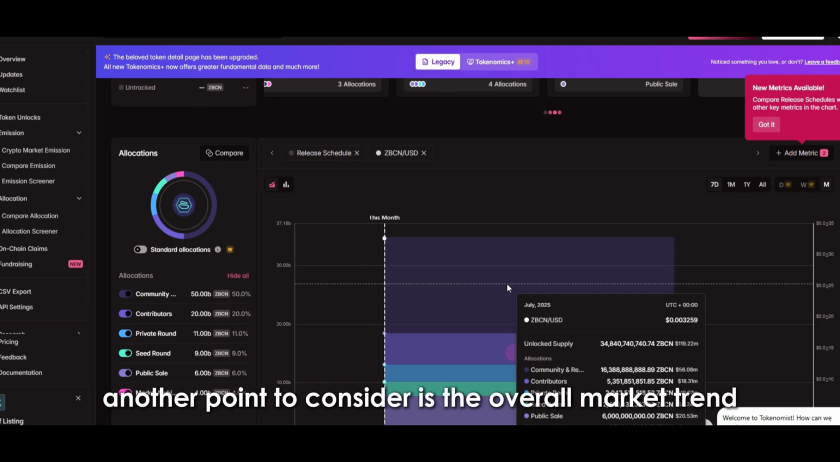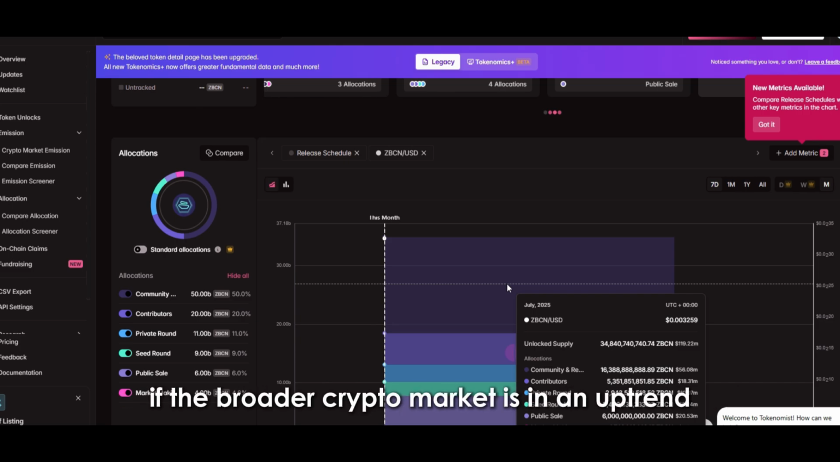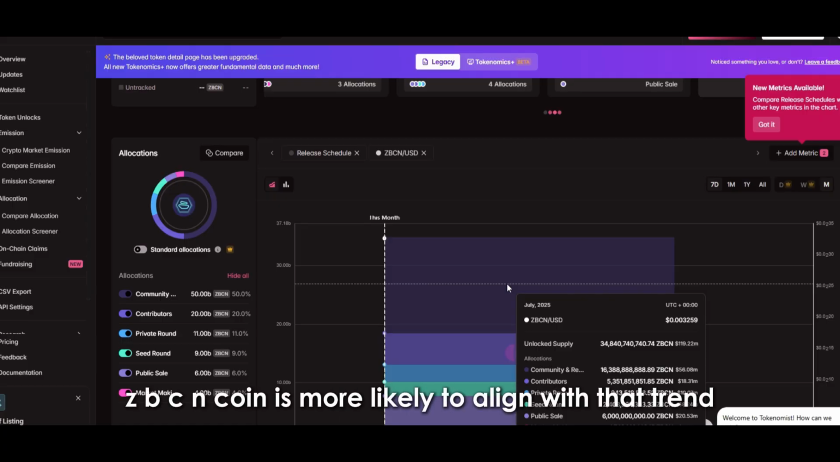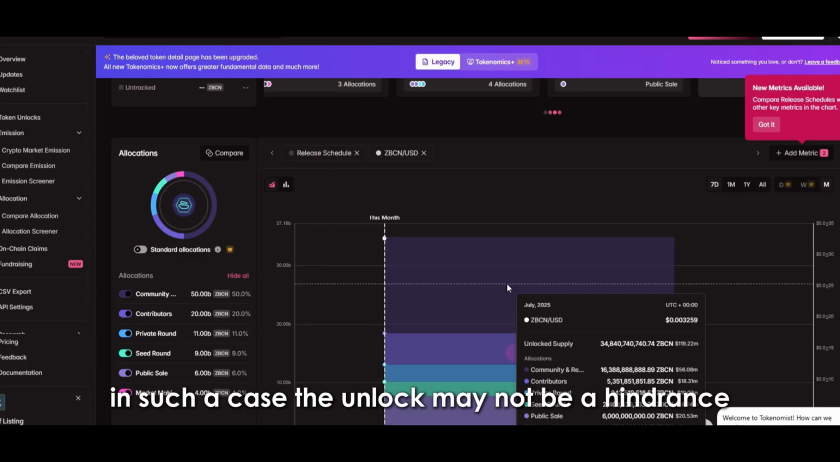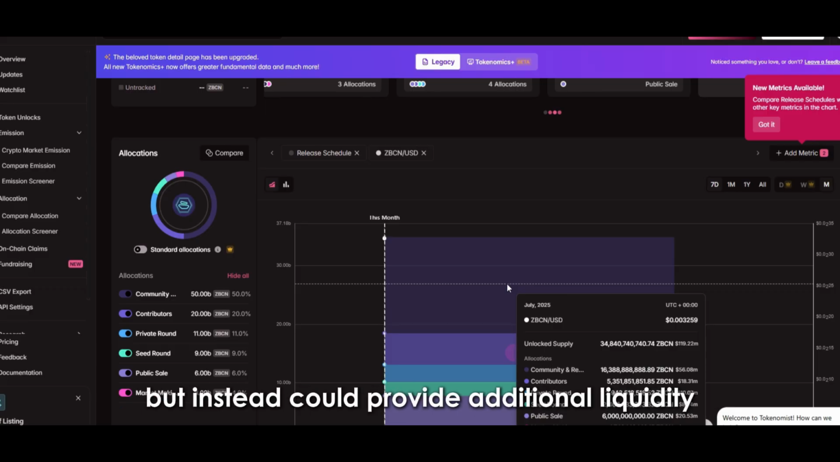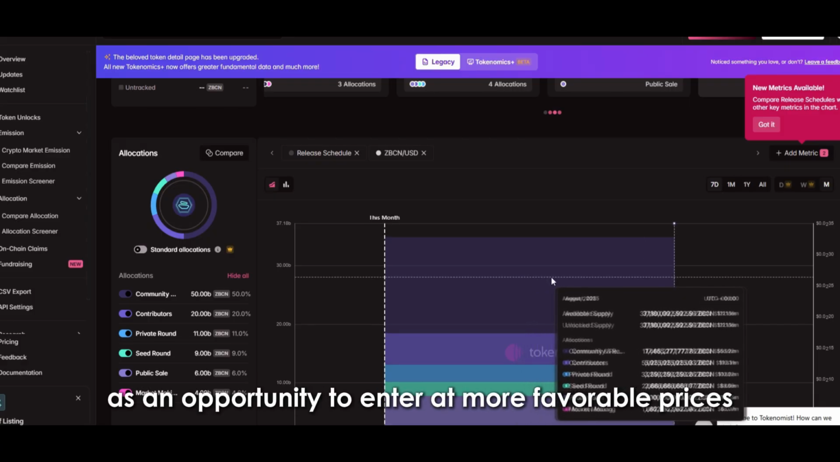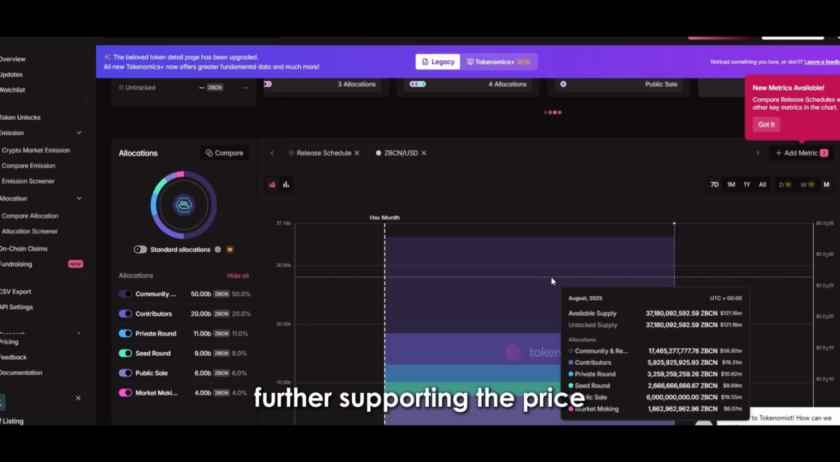Another point to consider is the overall market trend. If the broader crypto market is in an uptrend during August, Zbcn coin is more likely to align with that trend. In such a case, the unlock may not be a hindrance, but instead could provide additional liquidity. New investors might even see the unlock as an opportunity to enter at more favorable prices, further supporting the price.